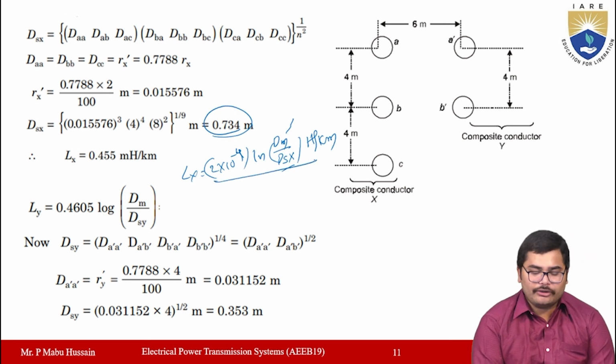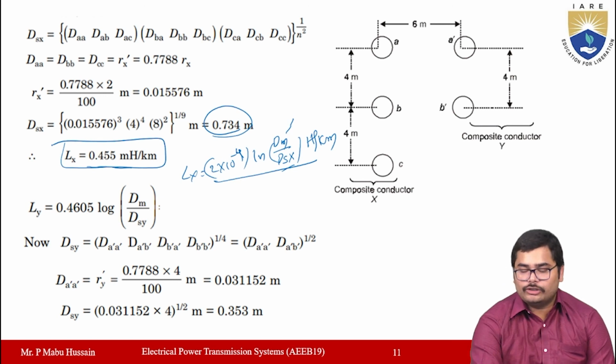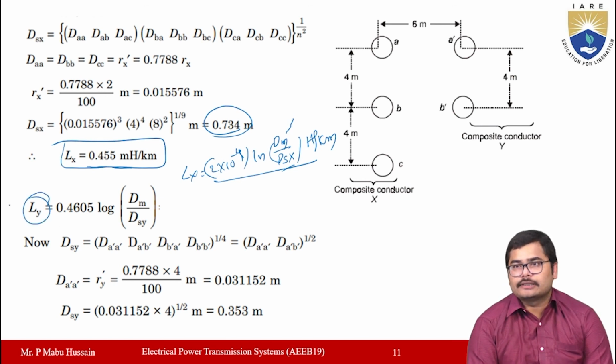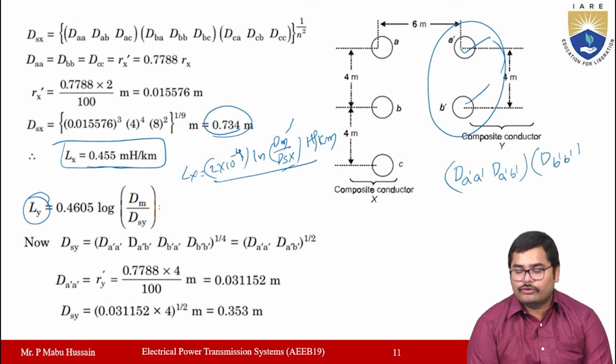Okay. In a similar way, you can calculate the inductance of side Y also. So here in side Y, you are having only two subconductors, A dash and B dash. So you have to write all possible self distances: D A dash A dash, D A dash B dash, one set. Another set is D B dash A dash, D B dash B dash, whole to the power of 1 by the total number of conductors square. That means 2 square, which is 1 by 4 you will get.